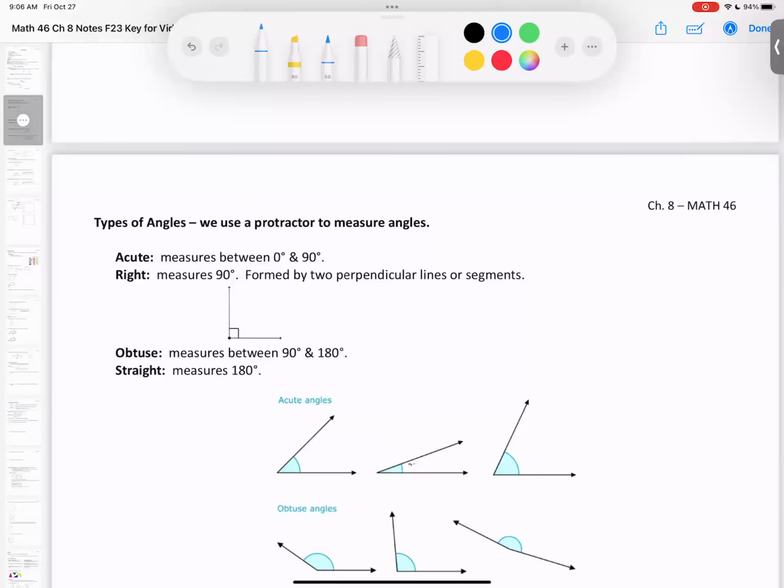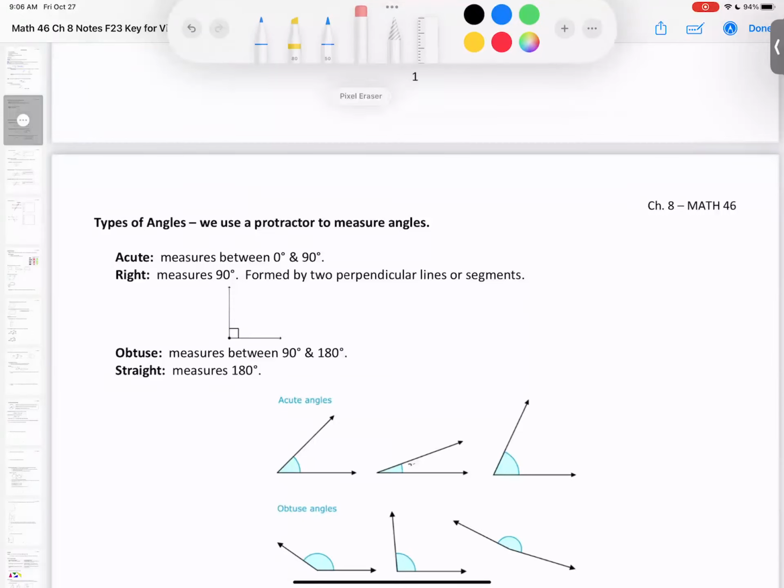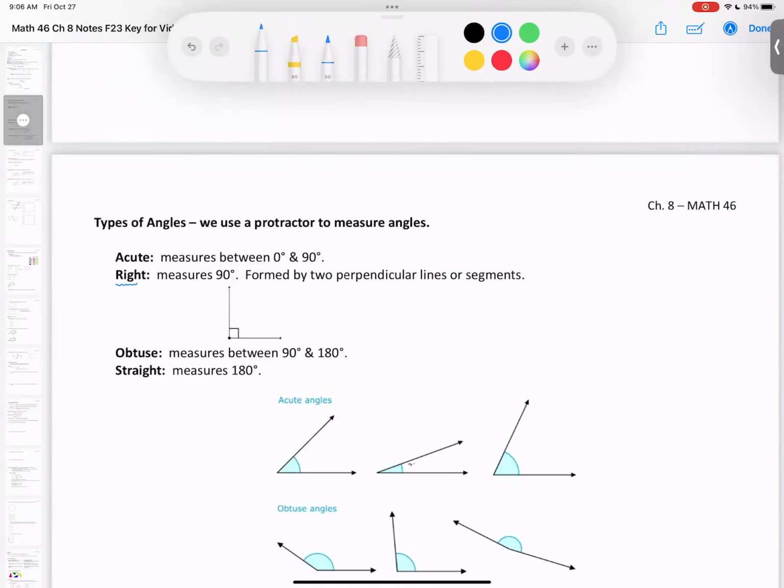So we can have different classes of angles. Let's start first with right angles. So right angles, those are the ones I was talking about before when we looked at perpendicular lines. They measure 90 degrees. So this right here is a right angle. And so it's like a perfect corner formed by two perpendicular lines or segments.